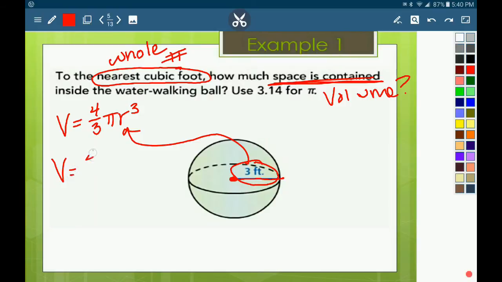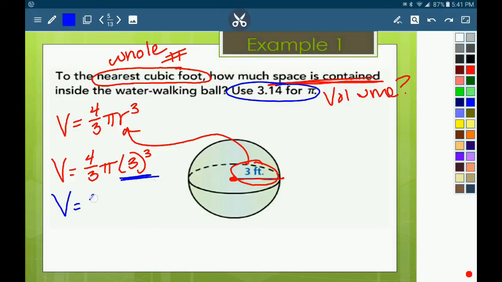Volume is equal to 4/3 pi times 3 cubed. Now I start to simplify. It does say use 3.14 for pi, so I could plug a lot of this in my calculator. Let me show you how I would plug it into my calculator. I would probably first type 3 cubed. If you type 3 cubed in your calculator, that's going to change it to 27.